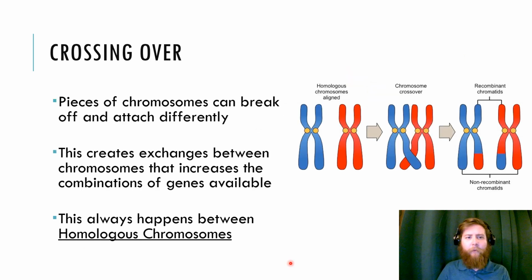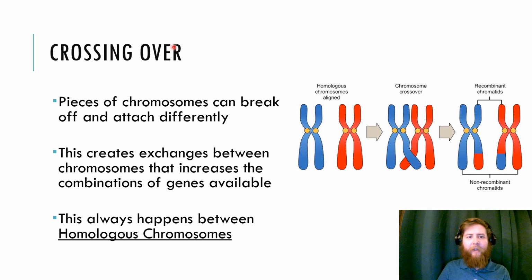All right, crossing over. During crossover, pieces of chromosome break off and attach differently to their homologous chromosome. This creates exchanges between chromosomes that increase the genetic variability. So if the blue one's from dad and the red one's from mom, now you have a brand new chromosome that has a piece of mom's DNA on a dad's chromosome that has never before been seen in the human population. So this is why humans have such great genetic variability. We're constantly crossing over and mixing and melding all of these different chunks of DNA.